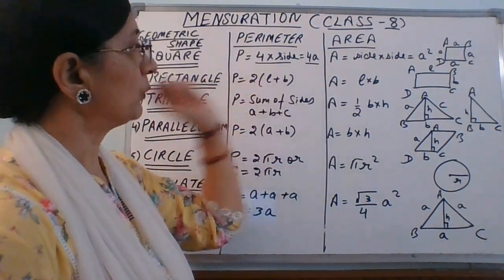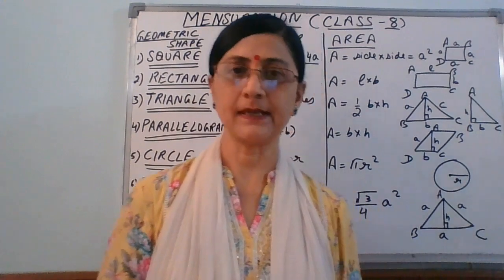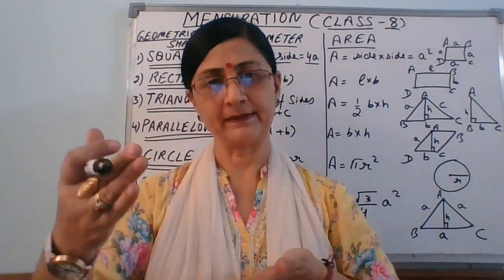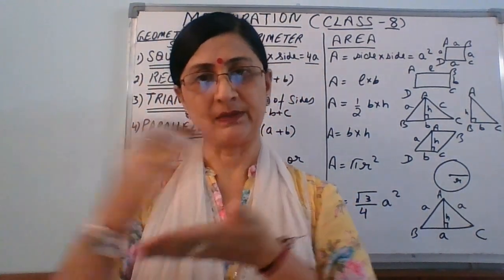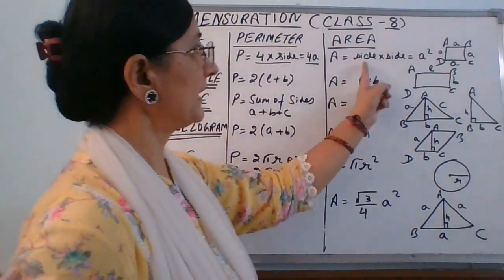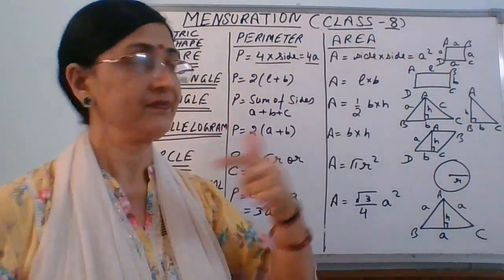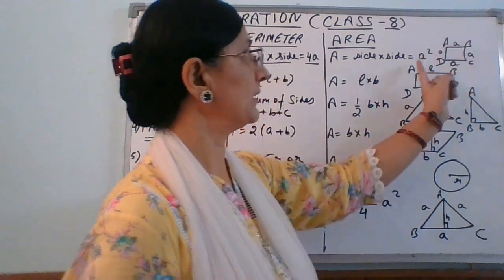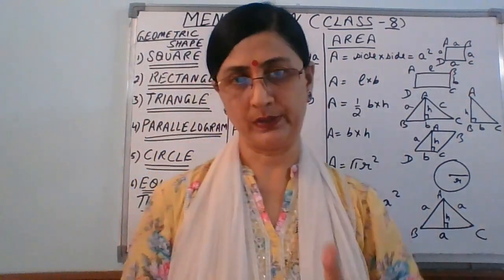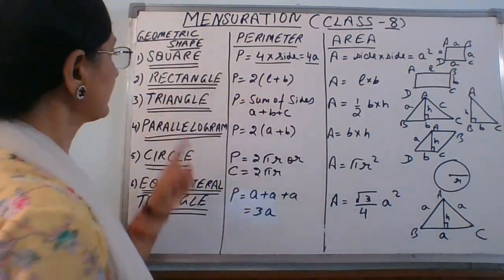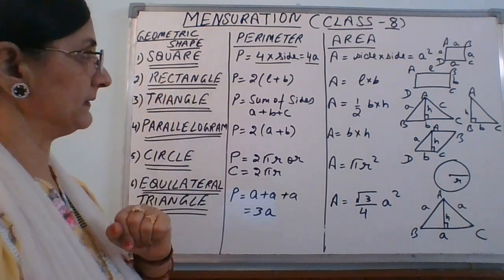So perimeter is 4 into side. What is area? Area, as the sides are the same, is length into breadth. So length is the same, breadth is the same. They are both equal, A and A. So side into side, that is A square, right? The side that is here is the same as the side here, right? So the area will be A into A. I hope it's clear.